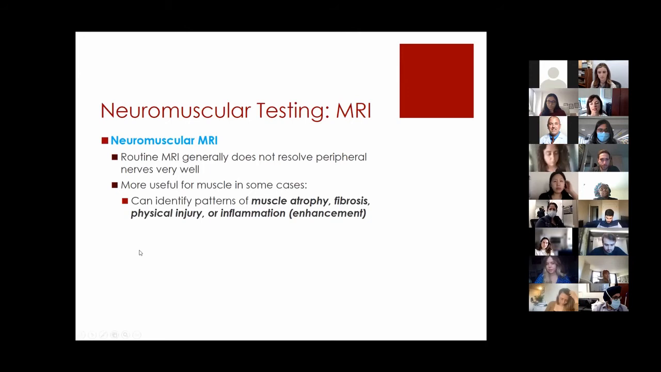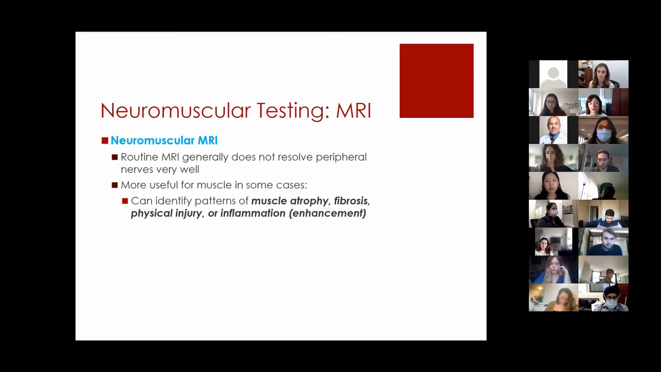So they may comment sometimes on muscle atrophy that they might see in some patients, or they might comment on inflammation that they see, or if there's a hematoma in the muscle. These are things that you probably have seen in basic mention as complications, if you will, from other types of medical conditions or procedures. Routine MRIs generally do not resolve peripheral nerves very well.